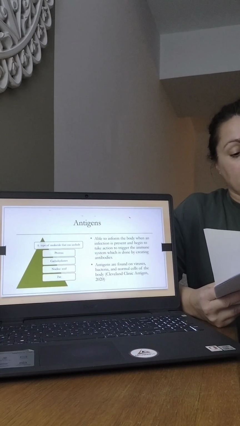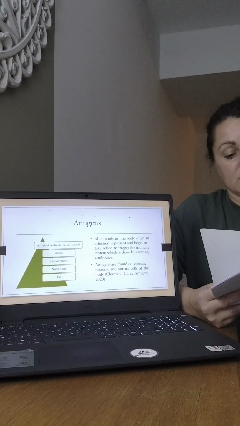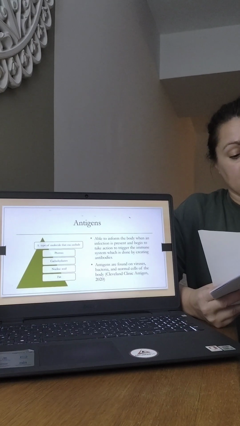Antigens are found in viruses, bacteria, and normal cells of the body. They can be detected when something foreign is present. This allows the immune cells to create antibodies to detect and fight against harmful antigens. Our immune system can change and know which is the correct process to fight against a specific antigen presence.